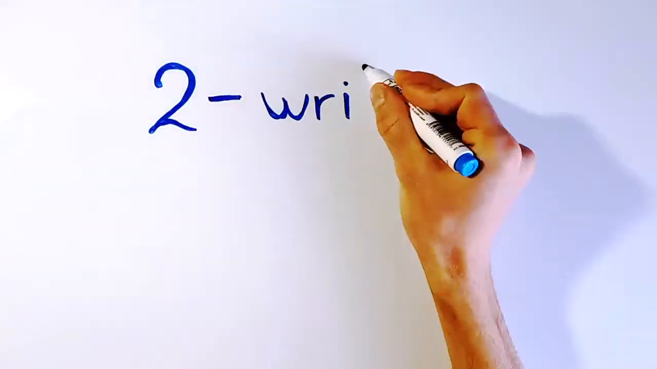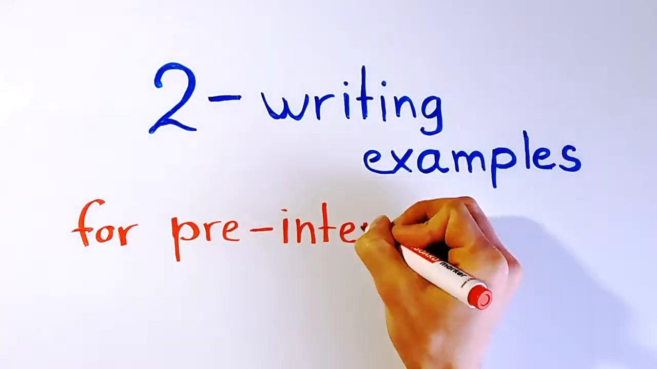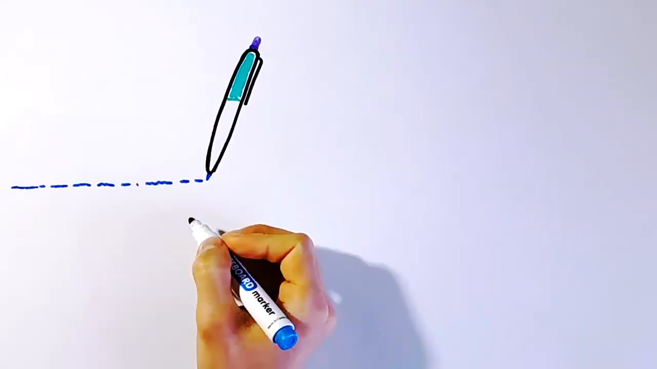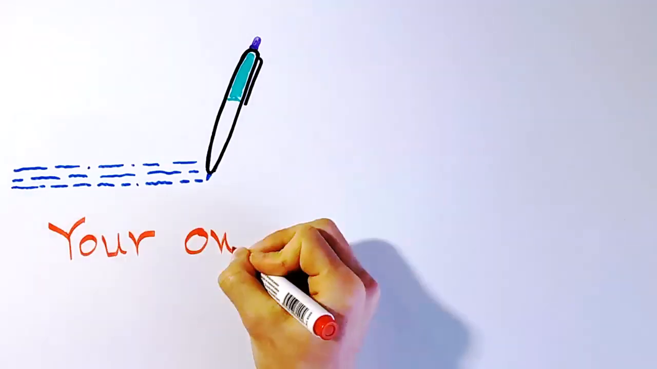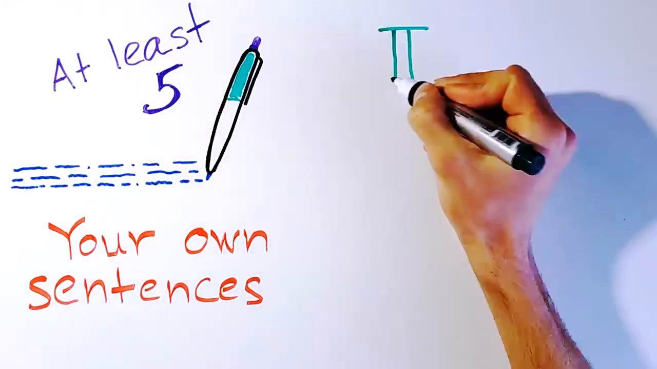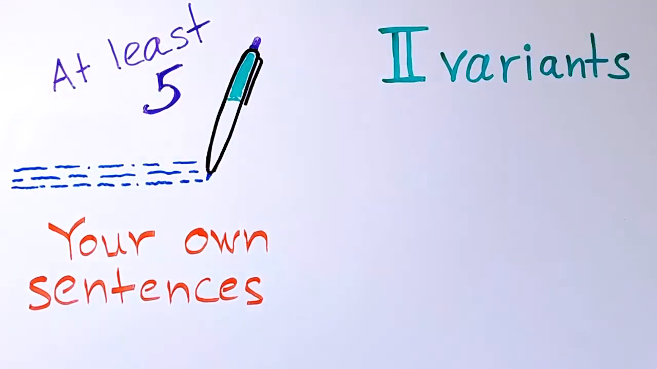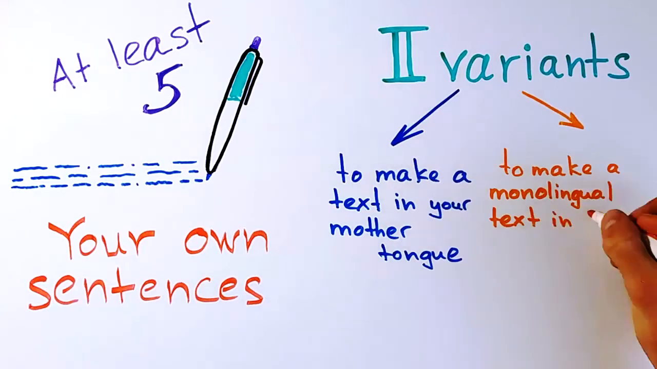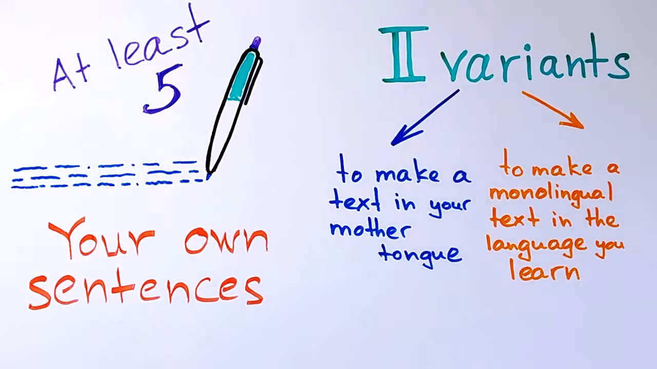The second method is to write examples. You should write your own sentences, at least 5, for each word you need to learn. There are 2 variants concerning this method. The first one is to make up a text in your mother tongue using transcription. The other one is to make a monolingual text in the language you learn using a list of the words. In the first case, you're going to remember how words are pronounced and translated, and in the second case, how words are written and the context.